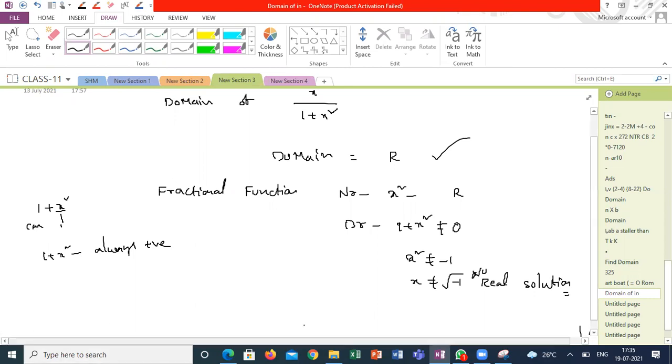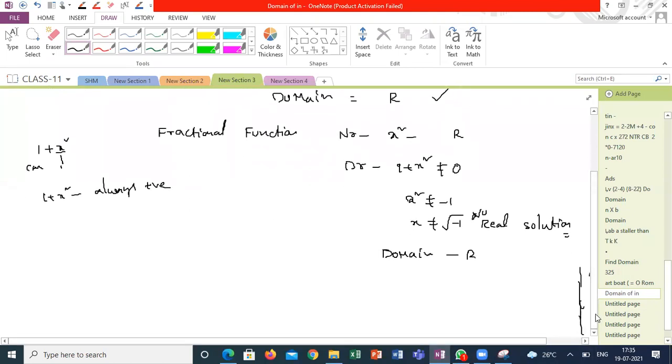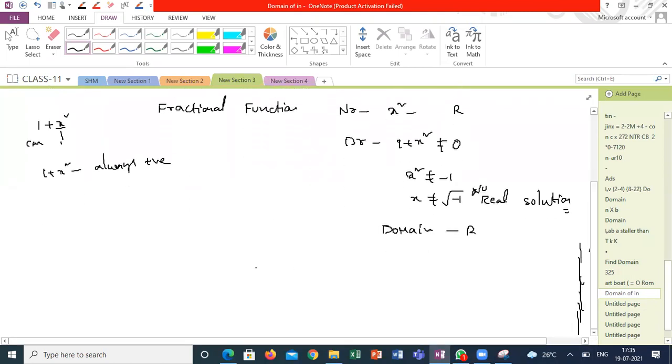So the denominator domain is also R. Domain of denominator is also R. So the domain of both the things is the intersection. Intersection is the domain of the given function, which is R. Suppose the same question, if I am asking the range, guys. R plus.